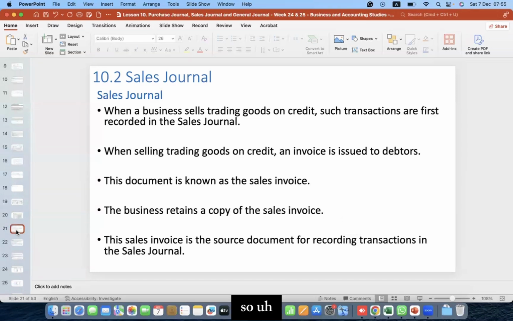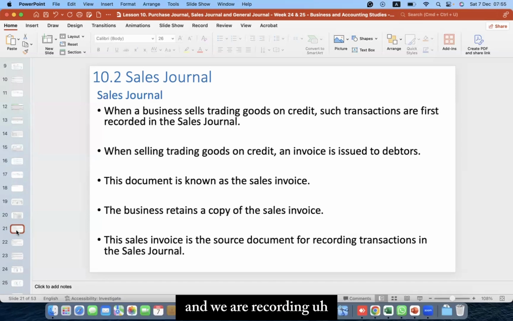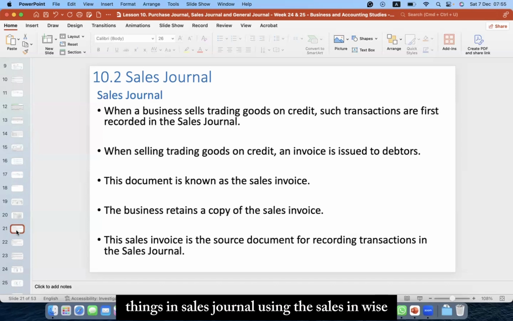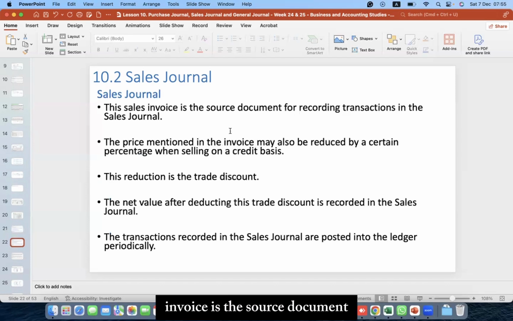So now the next thing is the sales invoice is the source document for the sales journal, and we are recording things in the sales journal using the sales invoice. So the sales invoice is the source document for recording transactions in the sales journal. And the prices mentioned in the invoice may also reduce by a certain percentage when selling on credit basis. This reduction is the trade discount.